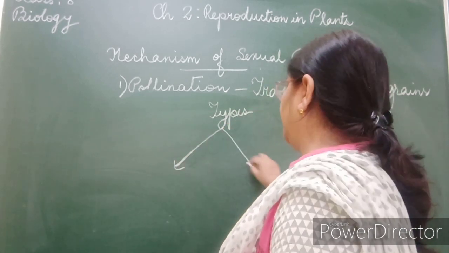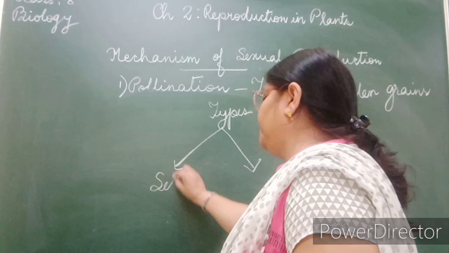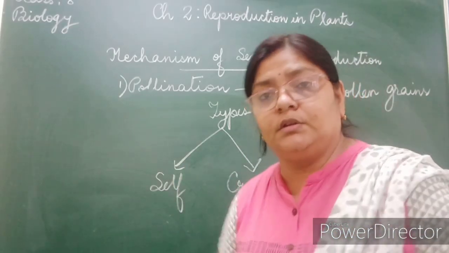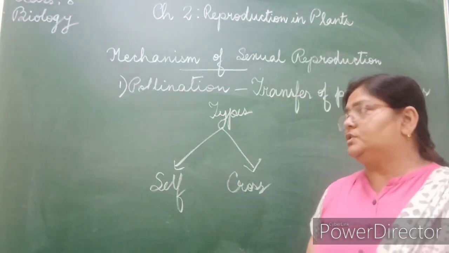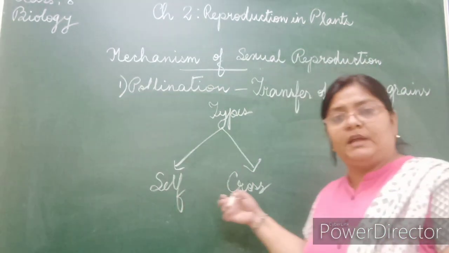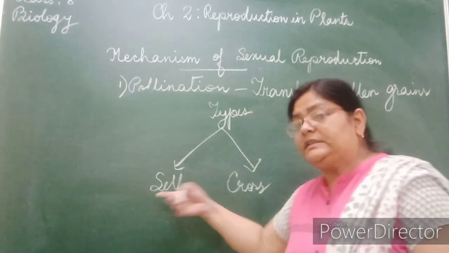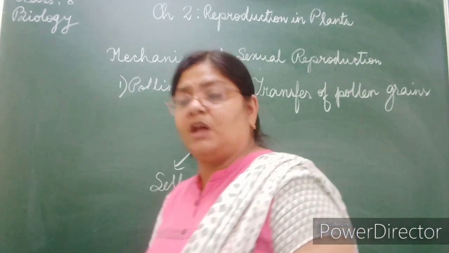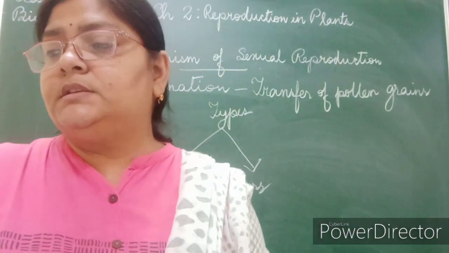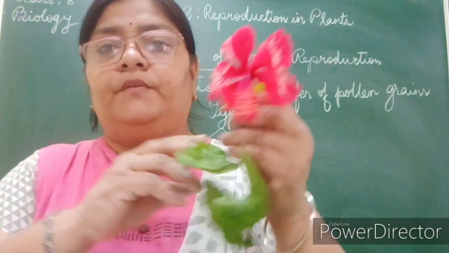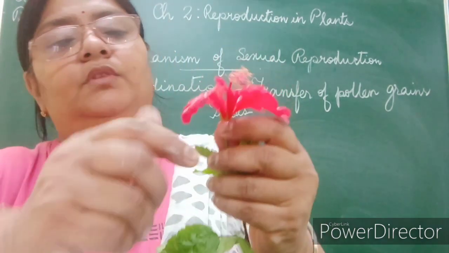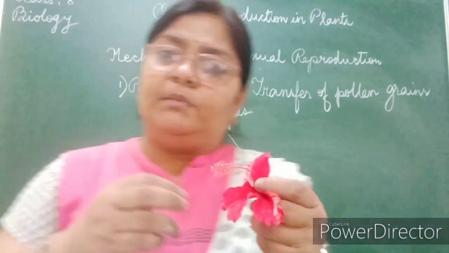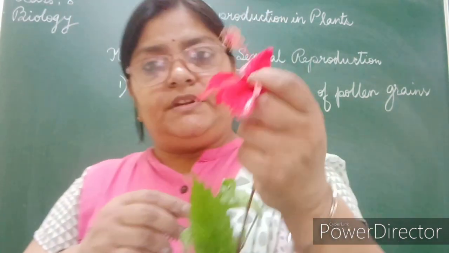The two types of pollination are self-pollination and cross-pollination. Now self means own. So in self-pollination, the transfer of pollen grain occurs within the same flower. It can happen only in a bisexual flower where both male and female parts are present. So here I have taken a bisexual flower.